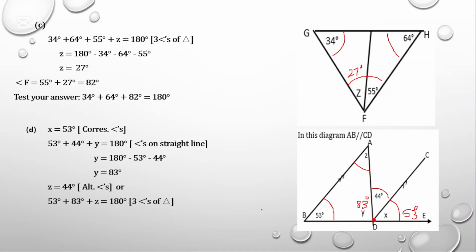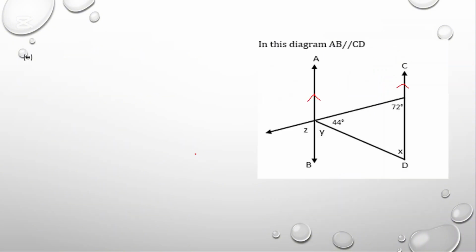53 here plus 83 plus Z is equal to 180. This time the reason is three angles of a triangle. And we will continue by subtracting the 53 and the 83 from 180, and the answer is equal to 44. Exactly the same answer as that one over there. And we get to the next one.